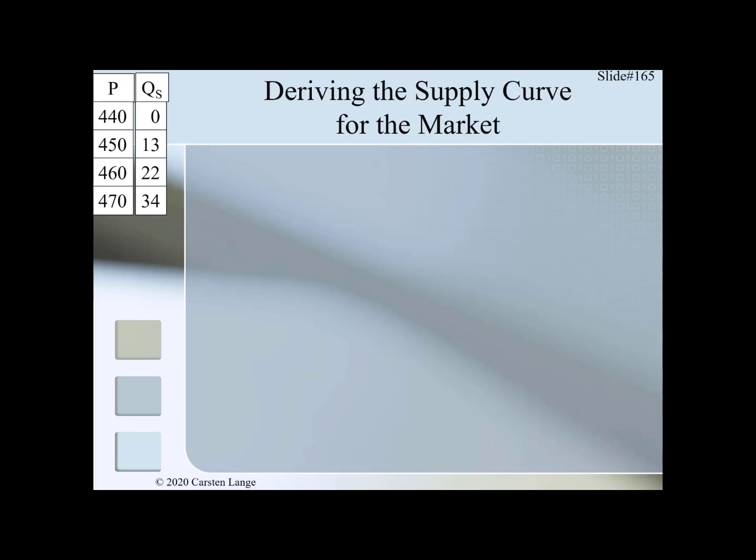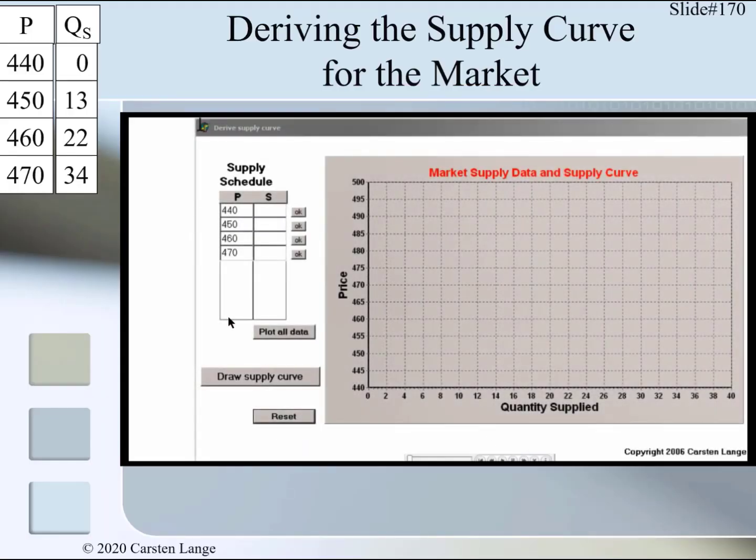The supply schedule on the upper left-hand side reflects the supply behavior of the wheat market. If we want to express the supply behavior through a graph, we have to develop the supply curve. We will use a program which you can download from the supplement area of this chapter to derive a supply curve. On the next slide you will see how to use this program. After opening the program for the market supply data and the supply curve, which you will find in the supplement area, you can actually develop the supply curve.